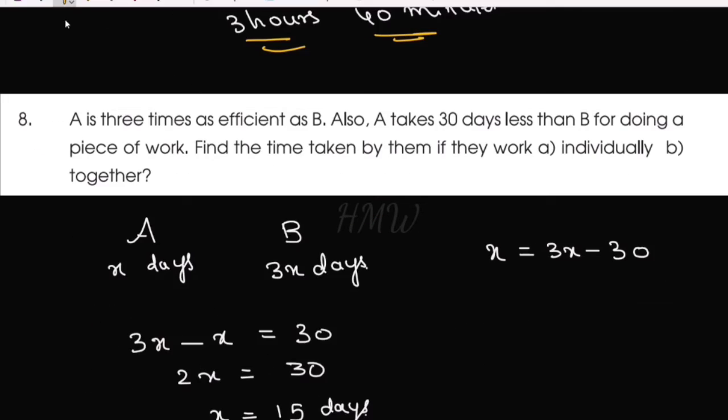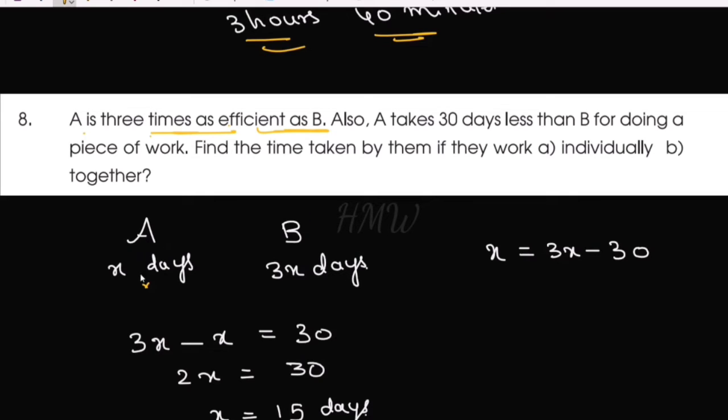Next one, the 8th one. A is three times as efficient as B. So take the number of days. A is 3 times as efficient as B means if A takes x days to complete a work, multiply by 3. So the number of days for B to complete is 3x.